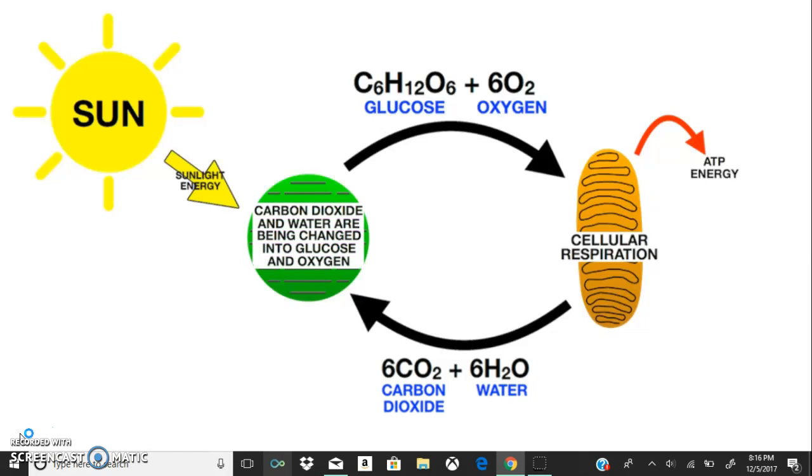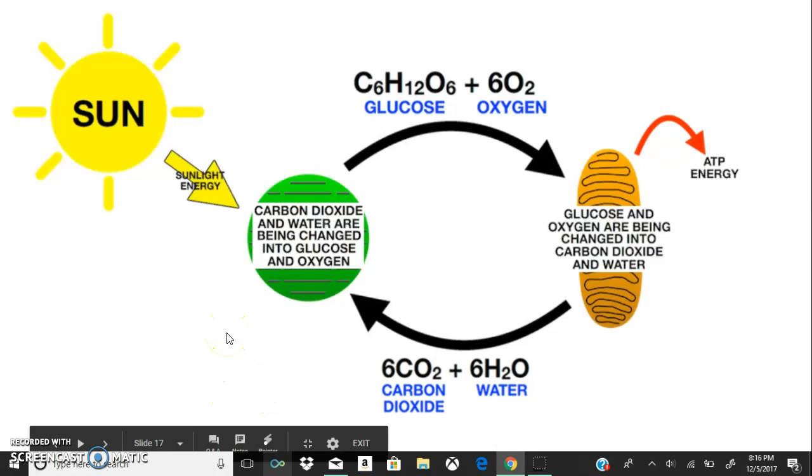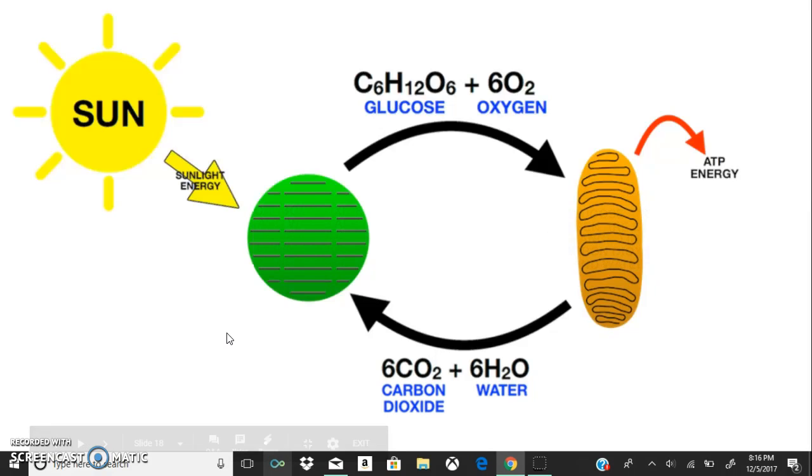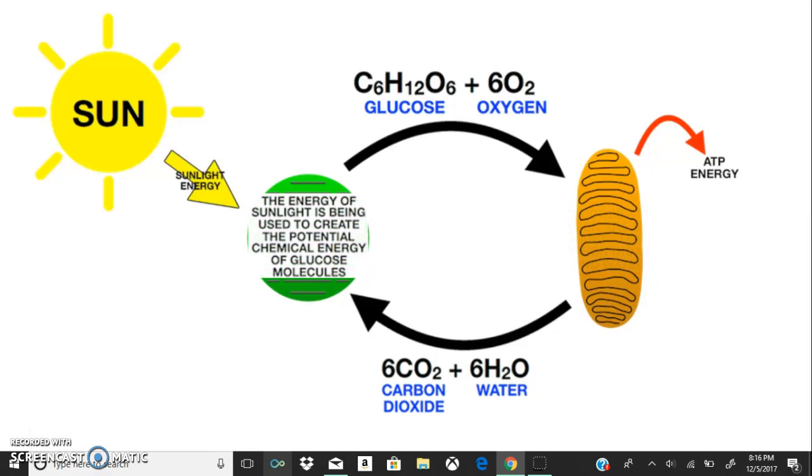So as you can see, carbon dioxide and water are being changed into glucose and oxygen in the chloroplast. And glucose and oxygen are being changed into carbon dioxide and water inside the mitochondrion because of cellular respiration. Or you could say that the energy of the sunlight is being used to create the potential chemical energy of glucose molecules. And you could say the chemical energy of glucose is being converted into ATP energy.